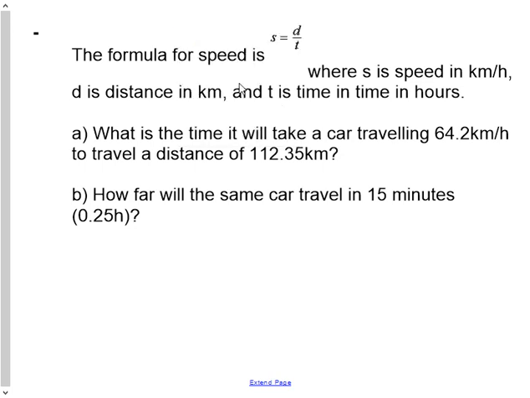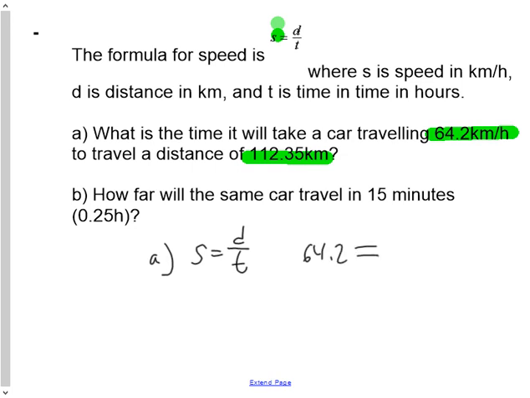So we have our distance. We have our time. So we have distance and we have time. Sorry, we don't know time. We have speed. Whatever. So what I'm going to do is I'm going to write my formula for A. Speed equals distance over time. And I'm going to substitute speed, which is 64.2 kilometers an hour. The distance, which is 112.35. And I do not know the time.